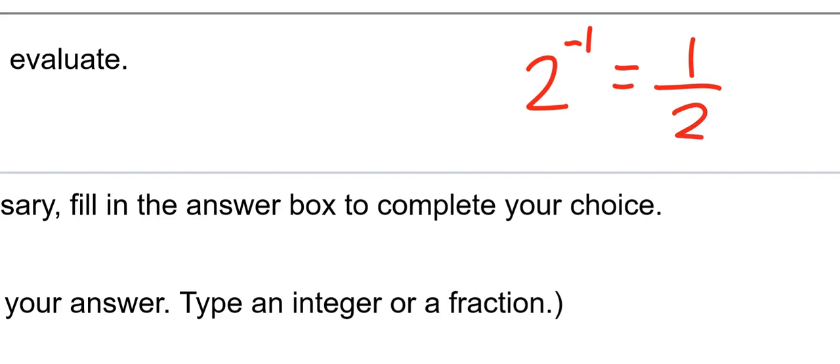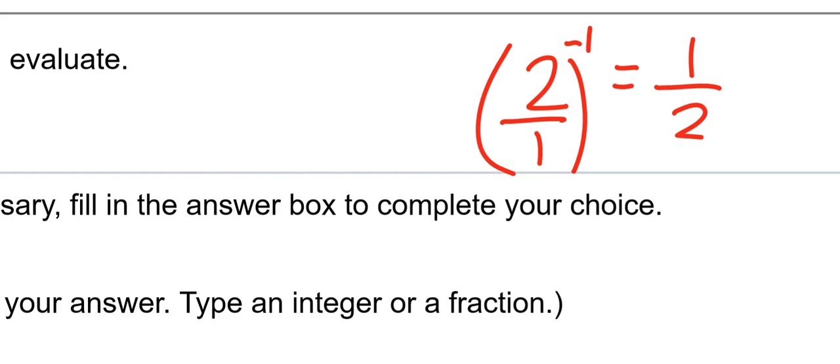1/2. Now, for those of you who do not know or did not realize, the number that we started off with was 2 over 1. And we raised it to the negative first power, and we ended up with 1 over 2. Can you tell me what happened? We got the reciprocal, the flip, right?